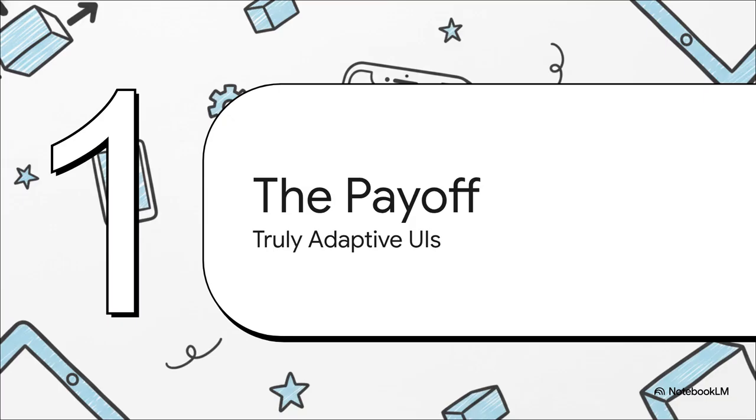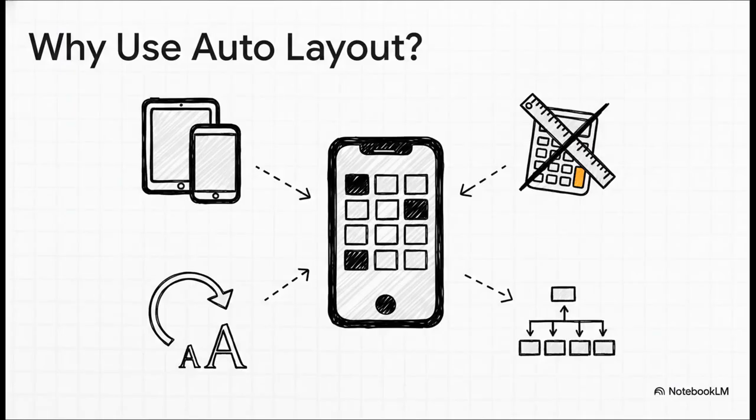Okay, so we've seen what auto layout is and a little bit about how it works under the hood. But let's get to the most important question. Why? Why do we do all this? What's the big payoff? Well, it's all about creating truly adaptive user interfaces. And here's what you get for it. You build one UI, and it's responsive on all the different iPhones and iPads.